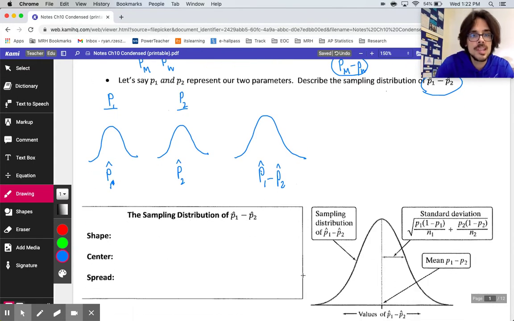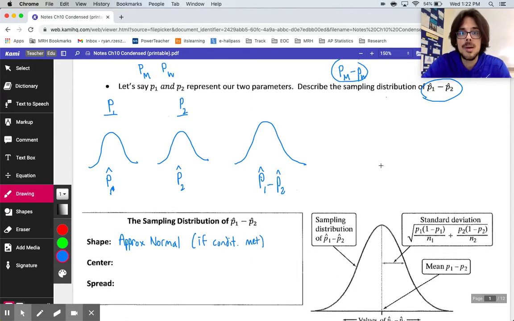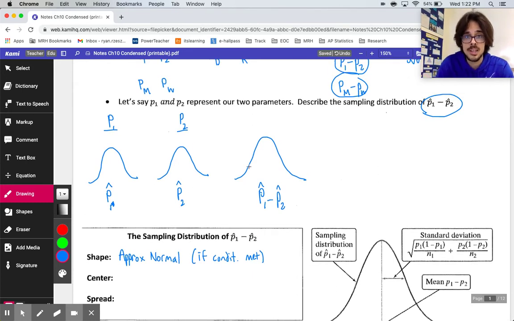So the sampling distribution of our difference in sample proportions is going to end up being approximately normal as long as conditions are met. So the disclaimer on that is you have to actually pass large counts. And let's think more about this sampling distribution right here for p1 hat minus p2 hat.